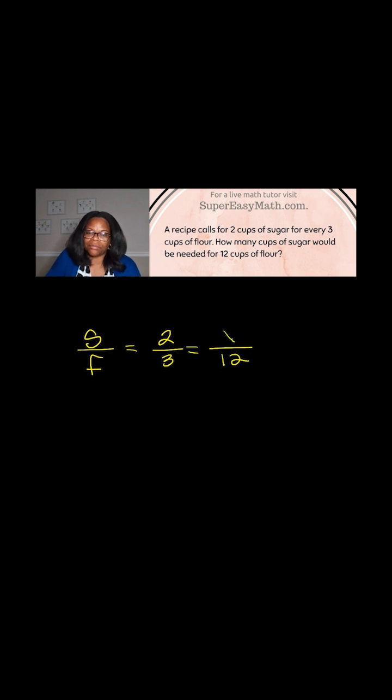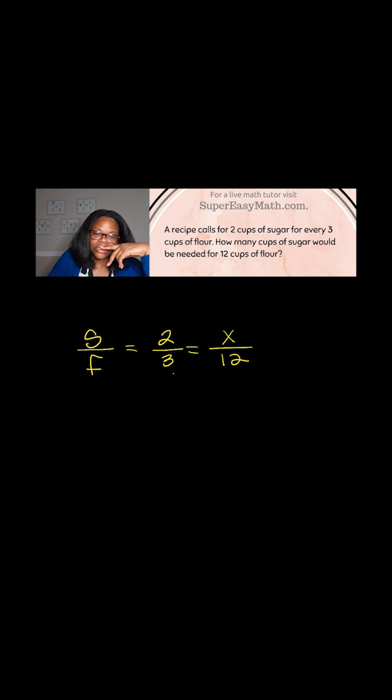Sometimes you might see a problem like this where it says x over 12 or something like that, a variable. And so all we need to do is figure out the value of that numerator position. So you have 2 ways to do this. You can cross multiply. 2 times 12 equals 3 times x, and then divide both sides by 3.